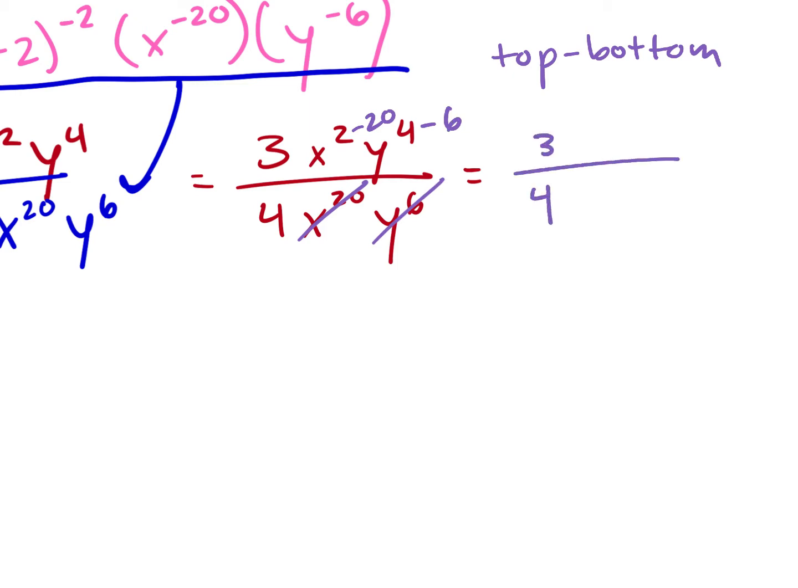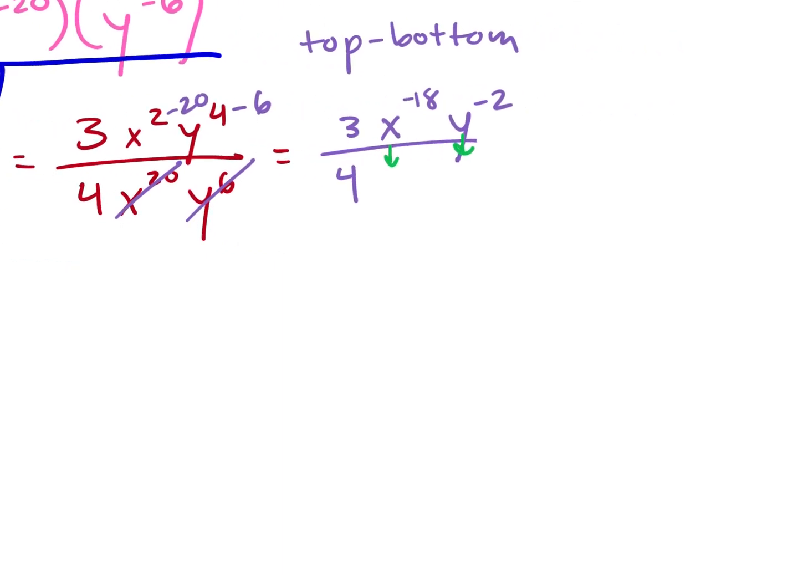So my coefficients out front stay the same, the 3/4. What is 2 minus 20? Negative 18. And what is 4 minus 6? Negative 2. We don't like negative exponents in our answer, so what can I do with those? Put them both on the bottom and make them positive.